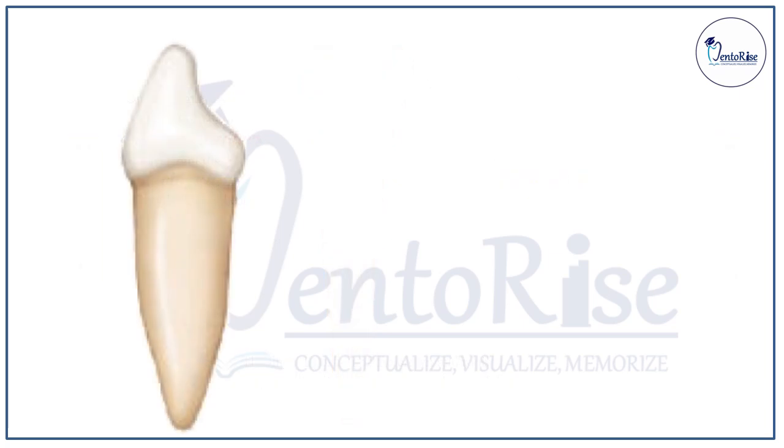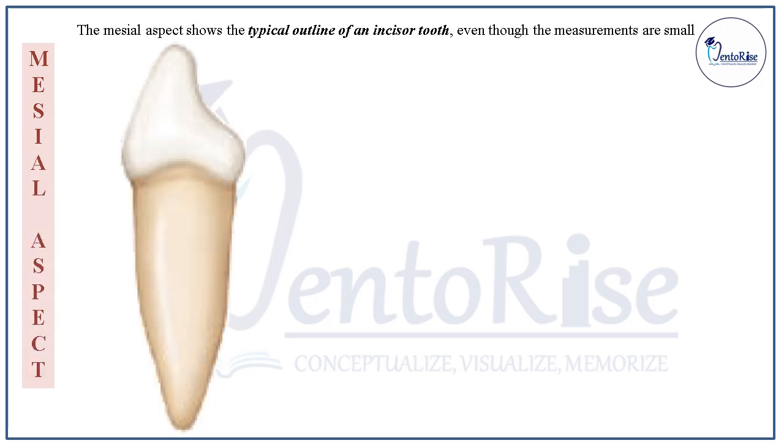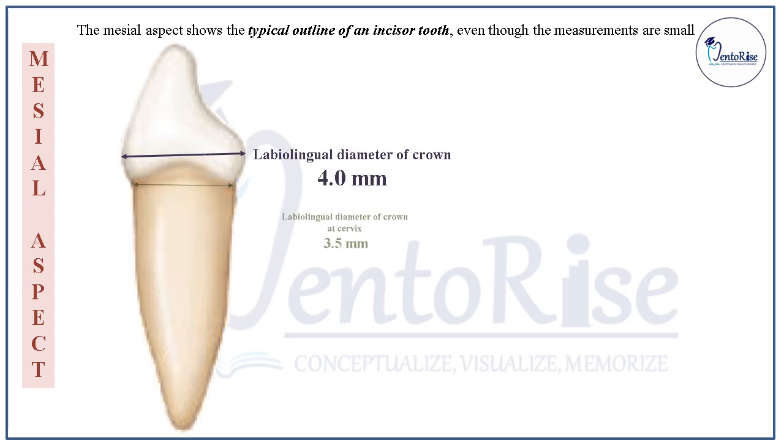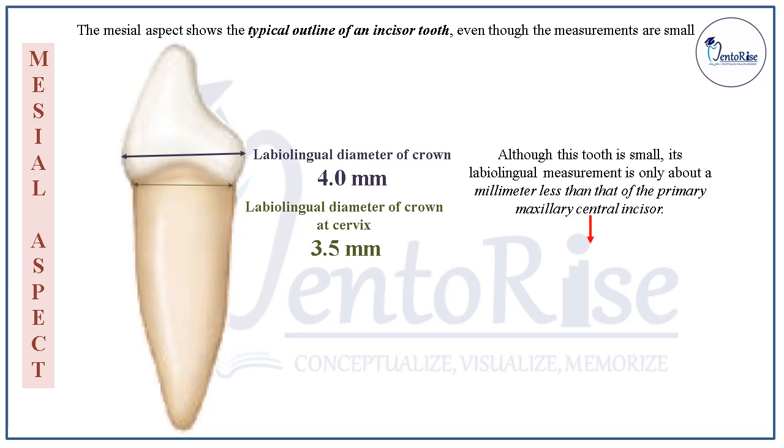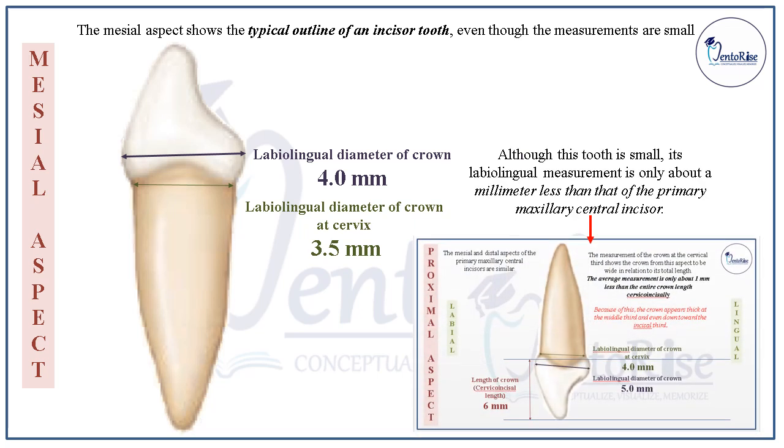Now, starting with the proximal aspects, particularly talking about the mesial aspect of primary mandibular central incisor, the mesial aspect shows the typical outline of an incisor tooth, even though the measurements are a little small. The labiolingual diameter of the crown is 4 mm and the labiolingual diameter of the crown at the cervix is 3.5 mm. It is to note that the labiolingual measurement of a primary mandibular central incisor is just a mm short of that of the primary maxillary central incisor. Please observe the figure.